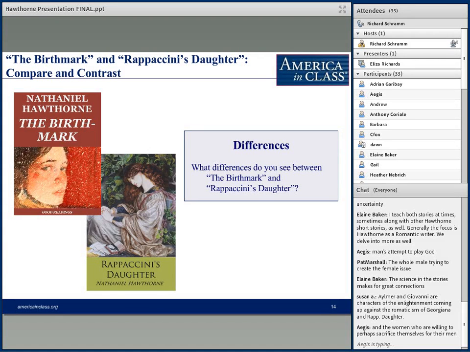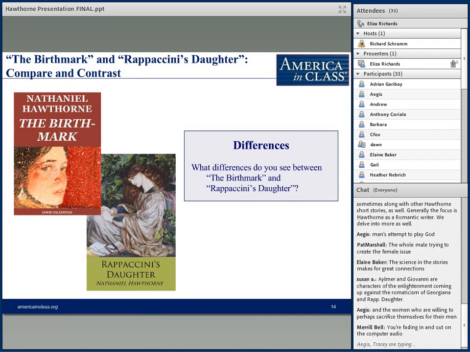Yeah, I think that is a good question, Eliza. Did he write the same story twice? And if so, why? Rappaccini's Daughter was written about 1 year after The Birthmark, published about 1 year later. And there's an interesting question of whether Rappaccini builds on or changes some of the ideas that he explored in The Birthmark. Is it a more complex story?